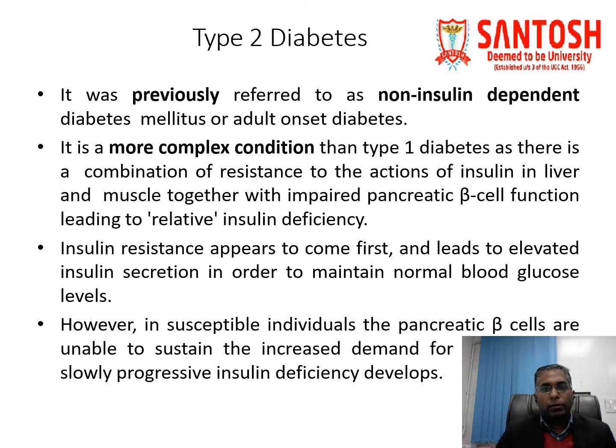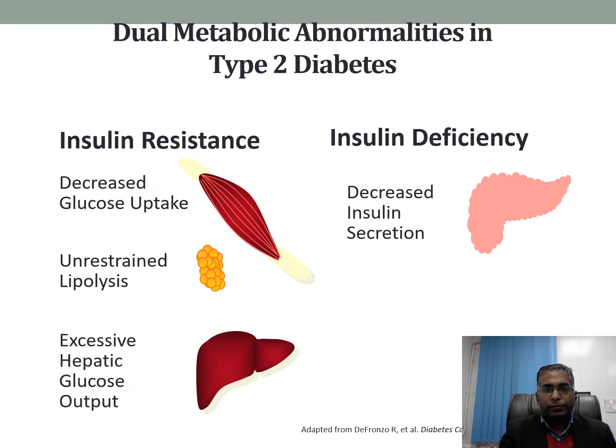However, in susceptible individuals, the pancreatic beta cells are unable to sustain the increased demand for insulin, and slowly progressive insulin deficiency develops. So, as we can see here, the two main dual metabolic abnormalities in type 2 diabetes mellitus are insulin resistance as well as insulin deficiency.